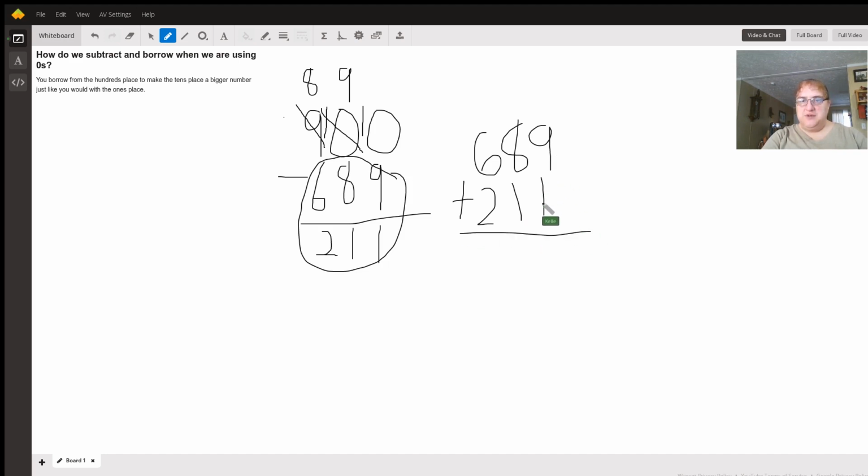Okay, 9 plus 1 is 10. 0 will only fit in the ones place. Carry that 1. 8 plus 1 is 10. 0 in the tens place. That's all I can fit there. Put a 1 in the hundreds place. Carry it. 6 plus 1 is 7. And 2 more makes 9.